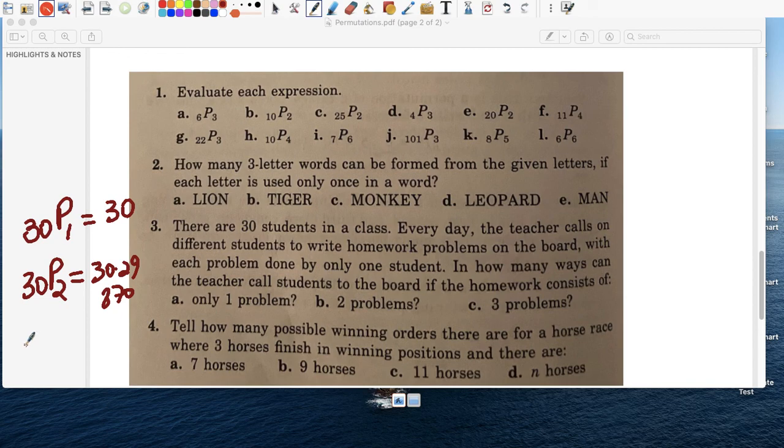But if there are 3 problems, it's 30P3, 30 times 29 times 28. So if there are 3 problems on the board, 30 times 29 times 28 is... wow, we can have 24,360 different trios come up to the board.